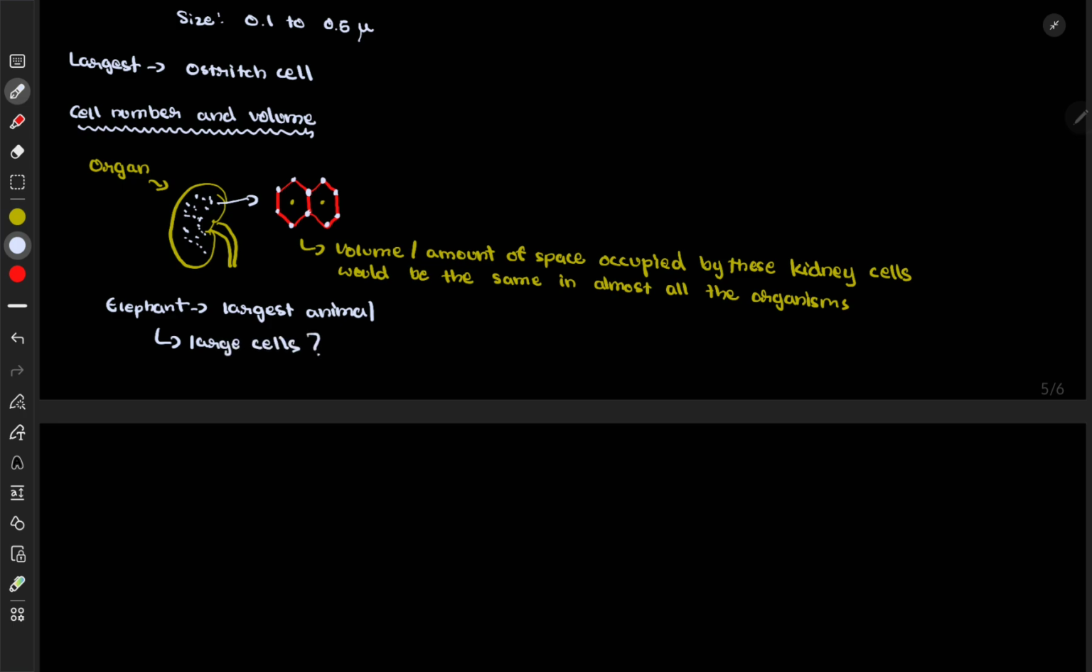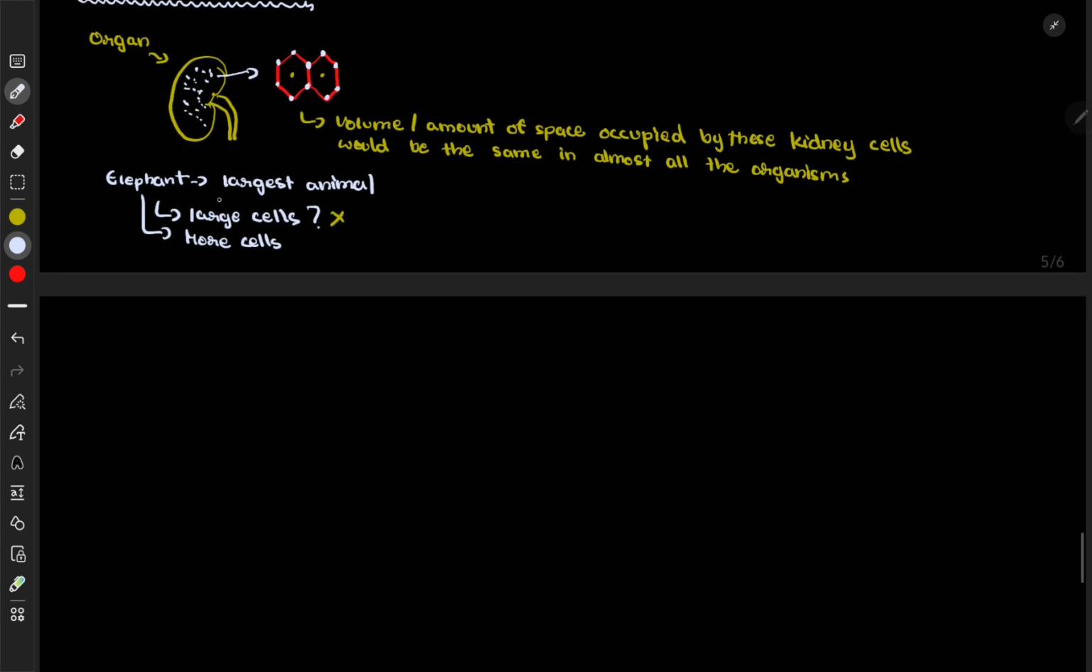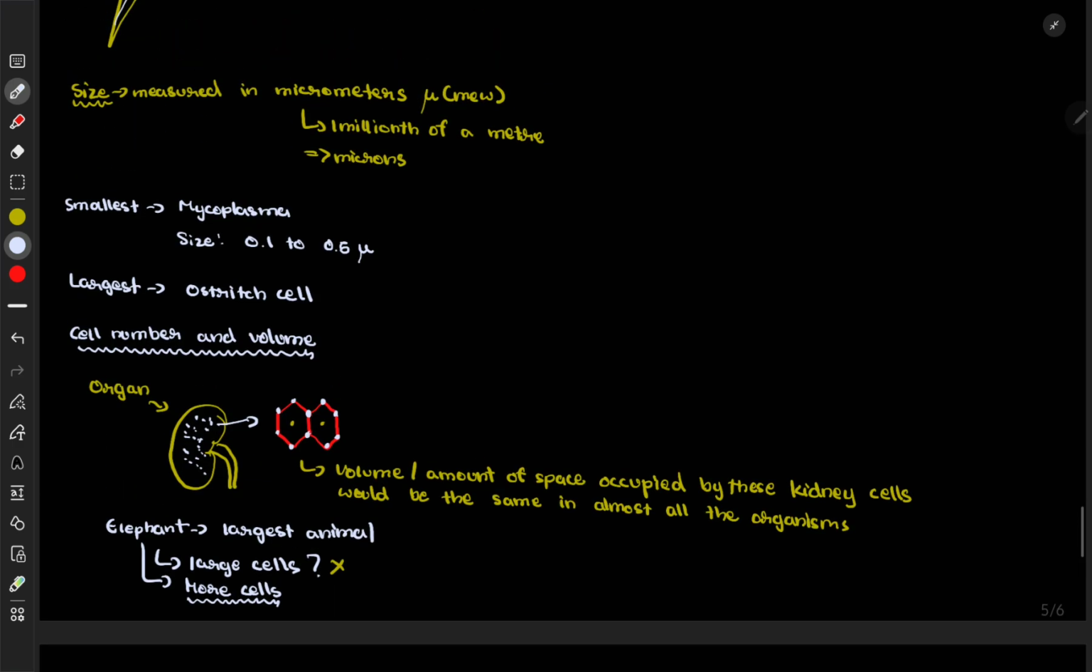No, it does not. An elephant does not have large cells. Instead, it has more cells. The number of cells is more. It's not that its cells would be similar in size when you compare it to smaller animals or plants. It's just that it has more cells. That's the reason it's large. So it's not necessarily larger than the cells of tinier plants or animals.